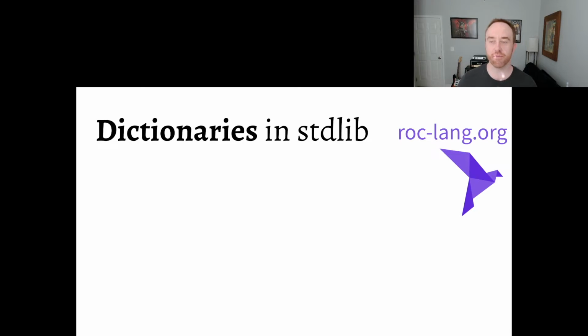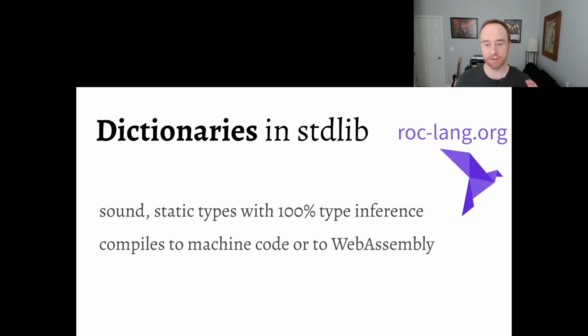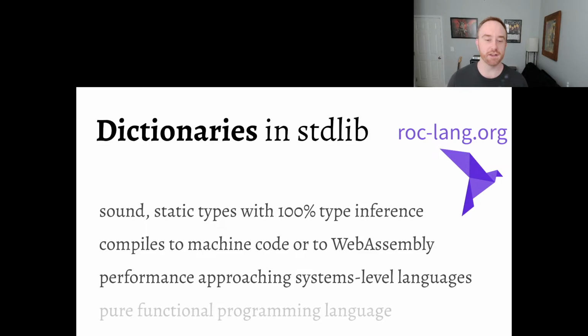For those of you who are not familiar with Roc, this is a language I've been working on for several years. And dictionaries, I think, are a pretty good example because it's something that everybody's familiar with. Roc has a sound static type system with 100% type inference. It compiles to machine code or to WebAssembly. Performance is definitely a high priority for Roc. Its goal is to approach the performance of systems level languages like Rust or C++, although it does have automatic memory management. So it's never going to get quite as fast as those languages, but the goal is to be approaching that level of speed, which is especially unusual because of the last aspect of Roc, which is that it's a pure functional programming language.